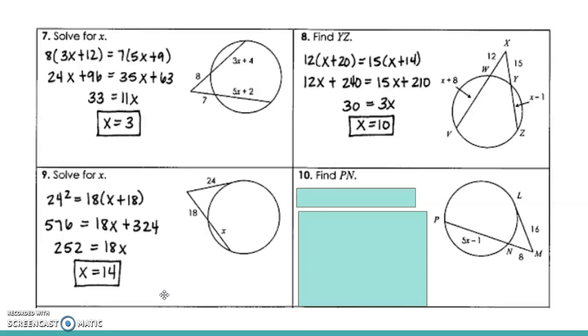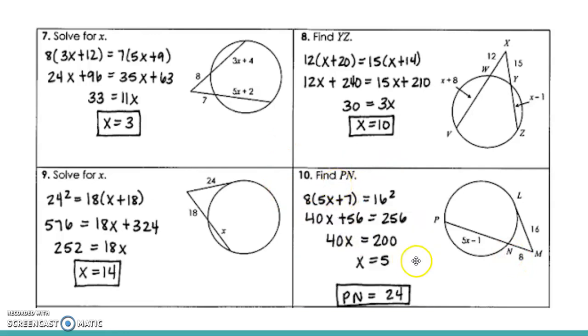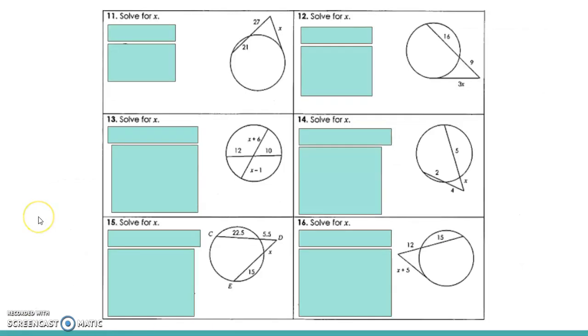Number 10, we're finding the length of Pn. Pn, we are going to be using that 5x minus 1, so once we find x, we'll plug it back in. Our equation is taking that 16 and squaring it on one side of our equation. On the other side, we're doing 8 times the quantity of the entire thing. So 5x minus 1 plus 8, or we can write it as 5x plus 7. When I find x, I get that x equals 5. And then I'm going to plug 5 back into our expression of 5x minus 1 and find that Pn equals 24. A couple more examples to look at.